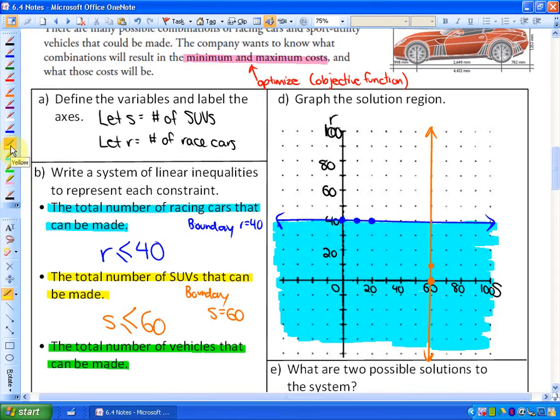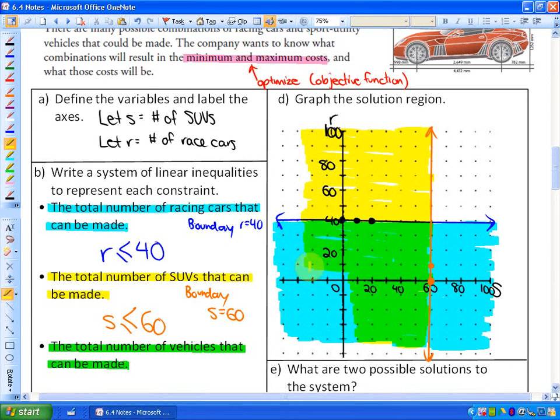And I'm going to start shading that in yellow, and what you're going to start noticing is we're starting to find our solution region, because the overlap of yellow and blue makes what you're seeing right now, which is green. So this green region is representing two things. It's representing where racing cars are less than 40 and sport utility vehicles are less than 60. So we're starting to realize what our solution region, or possible combinations that this particular company can make.